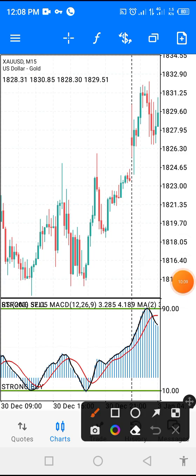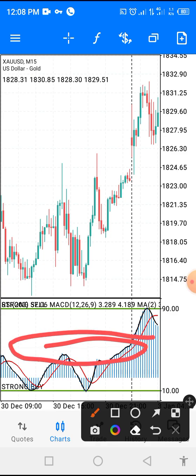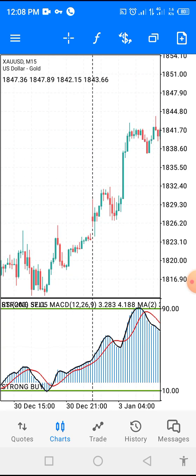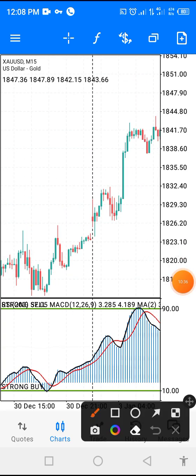Guys, don't enter the market when you are not sure. If the market is within this range, which means that the market is consolidating, please don't enter the market unless you are sure. There is no 100% where the direction is going. But with the help of this MACD and this moving average, you can see that the trend is above the 90, which means it's a sell. Market will surely come down, and that is what we see.